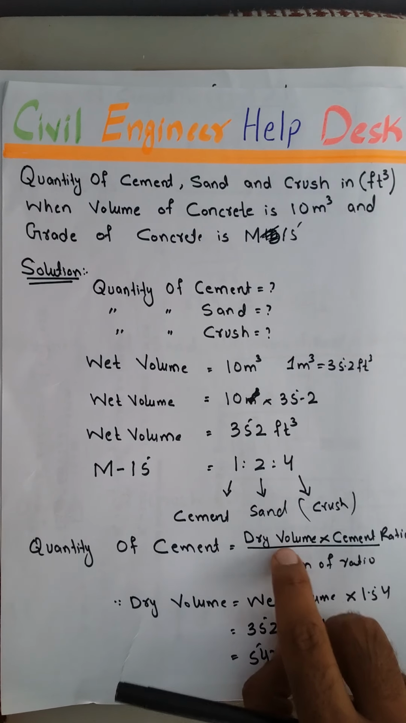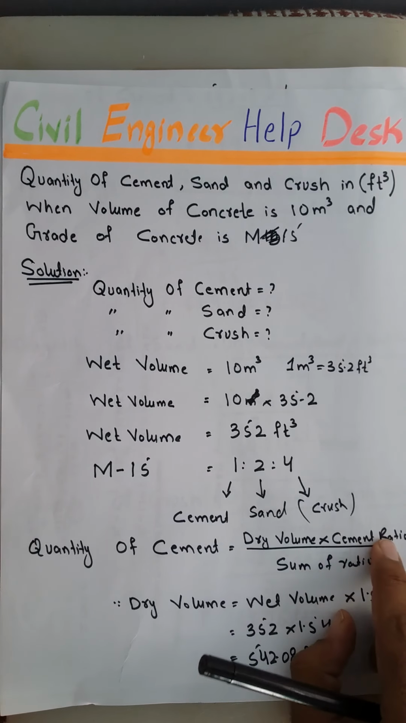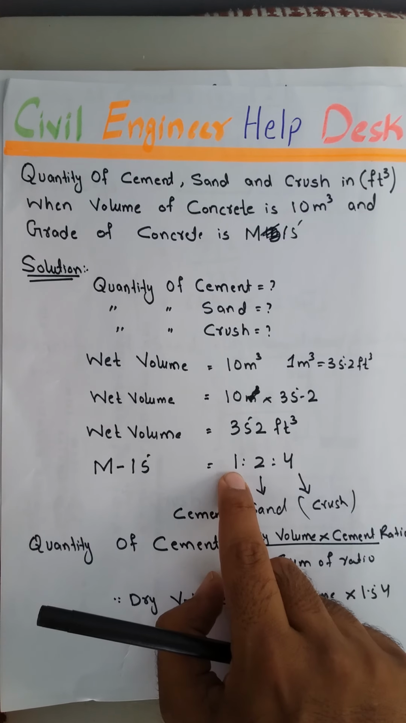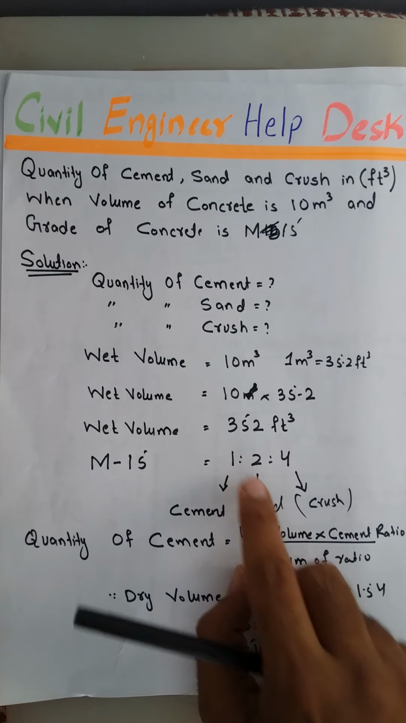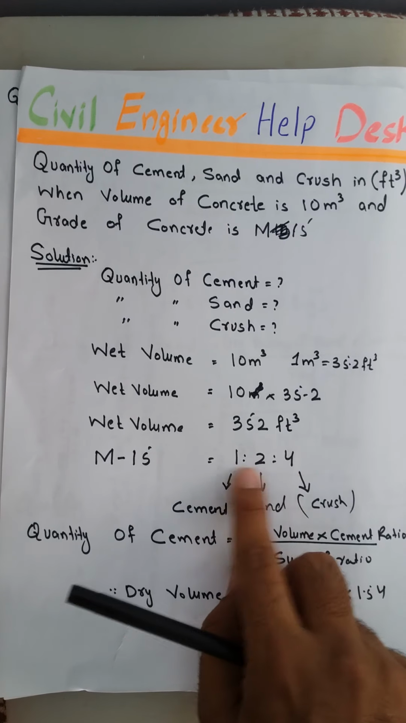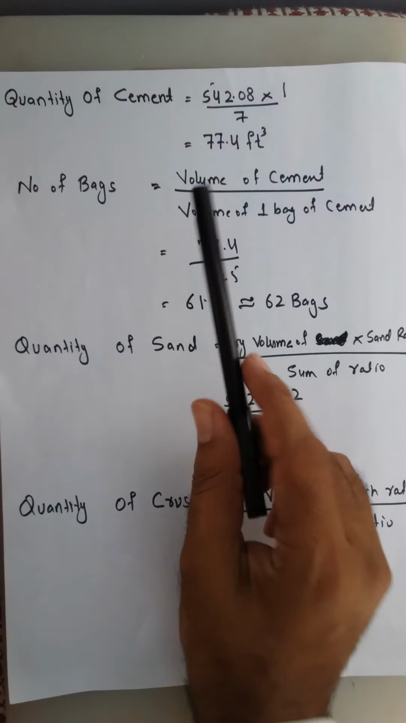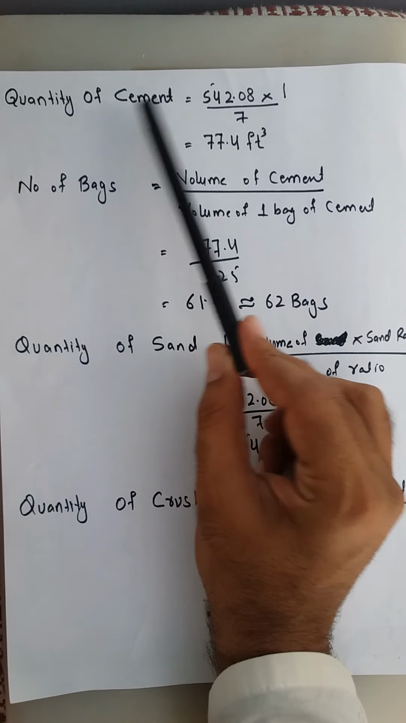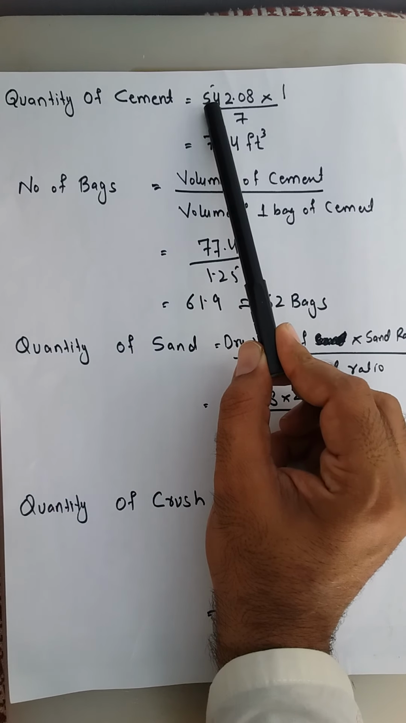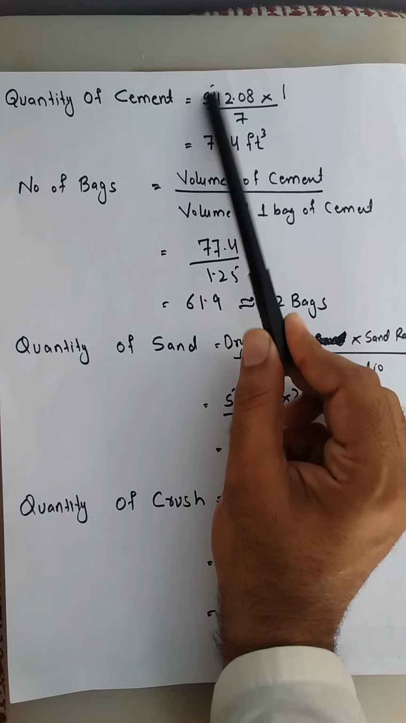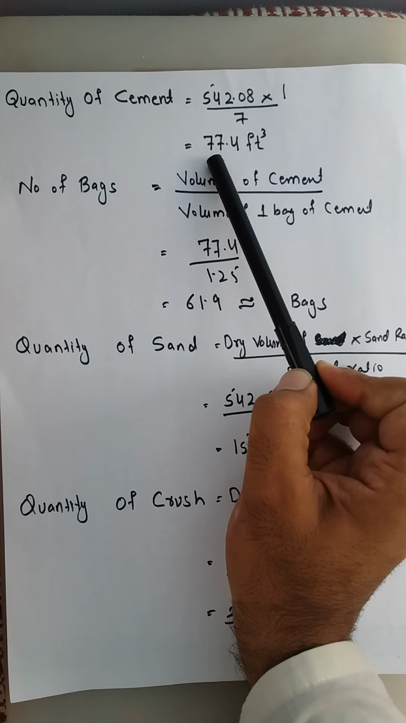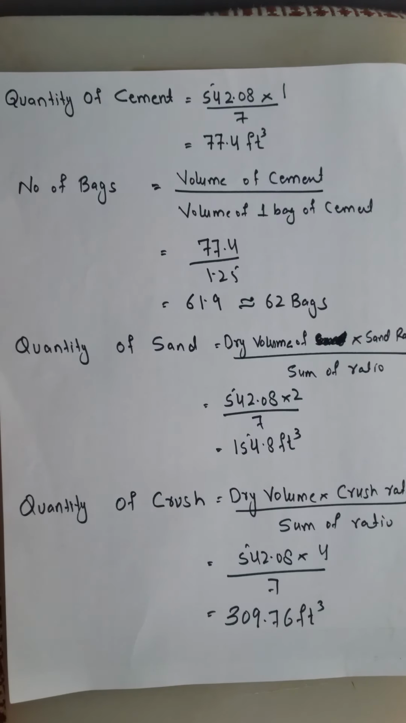Now we will put this value here. The cement ratio we get from the grade of concrete, which is 1, and the sum of ratio for 1:2:4 is 7. Now we put all these values in the formula: dry volume, cement ratio and sum of ratio. We calculate this, and we get 77.4 cubic feet. It means the quantity of cement required for 10 cubic meter is 77.4 cubic feet.